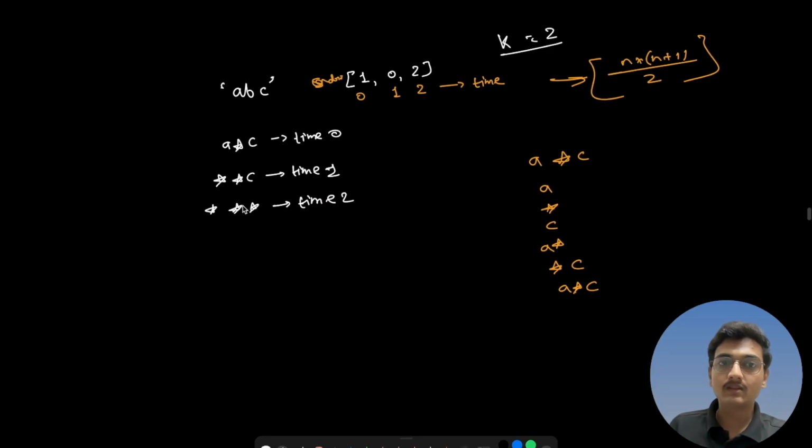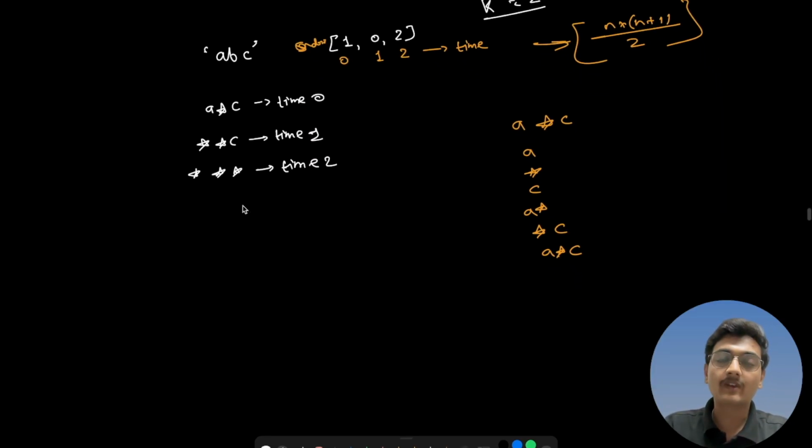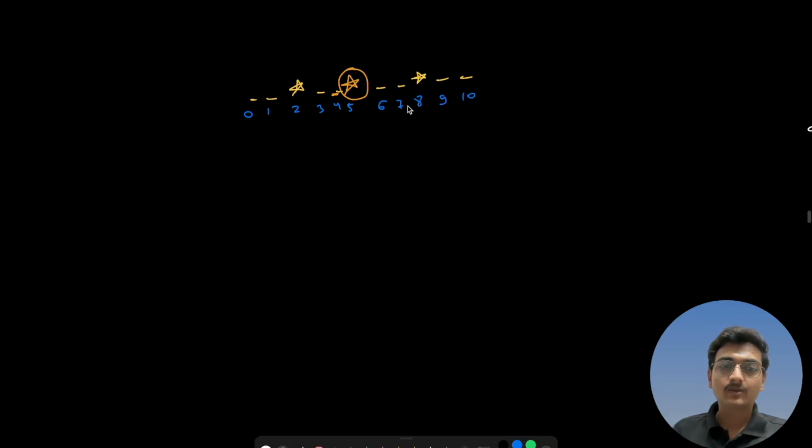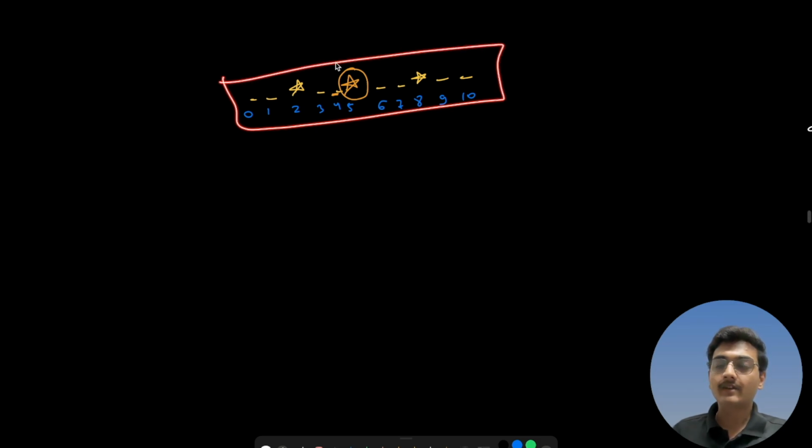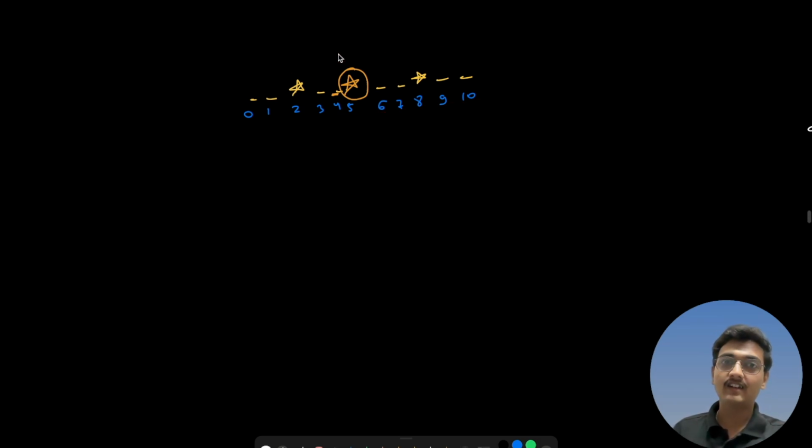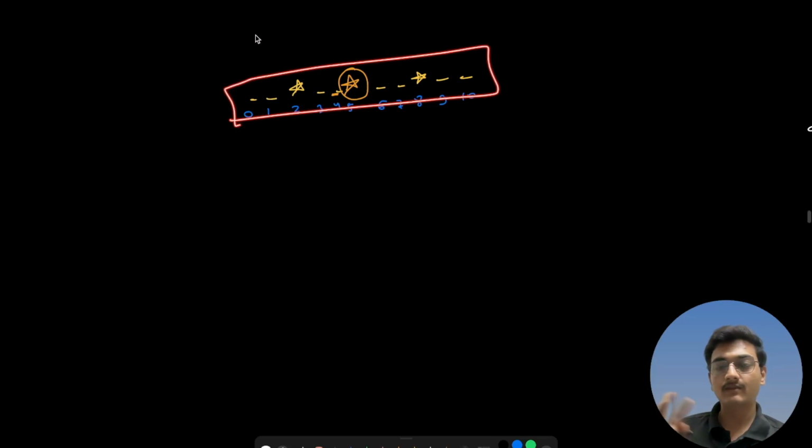I hope the question is clear to you, and let's try to see how we can solve this. To understand this problem, we will understand this part. If we understand this part, then 80% of our logic will be cleared and we will be able to solve this problem very easily. Consider this as my string, where two operations were already applied.